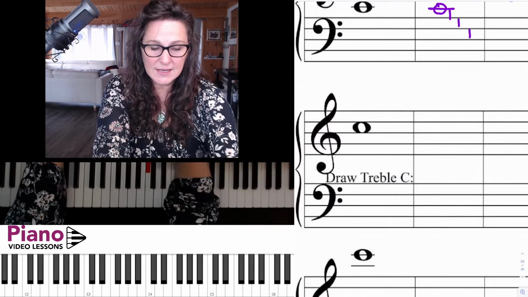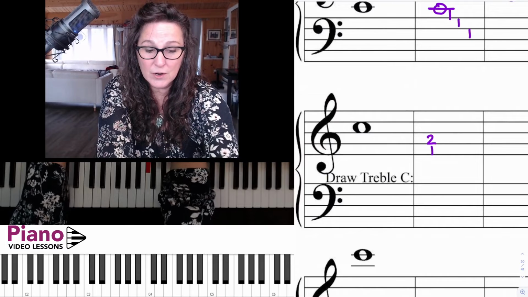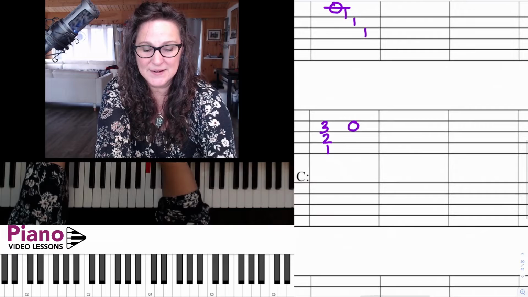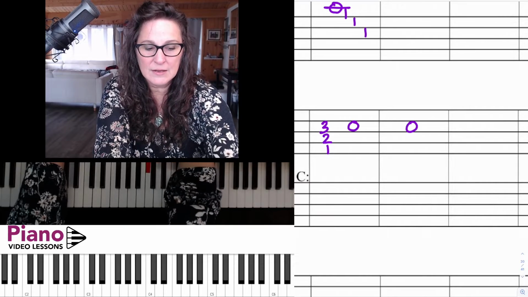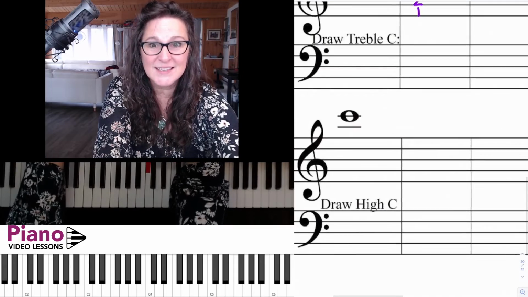Then we have treble C, and again, we're going to be memorizing these notes. So we want to be sure to place it exactly in the third space up from the middle. All right, counting up 3, drawing treble C. Treble C up 3, bass C down 3.